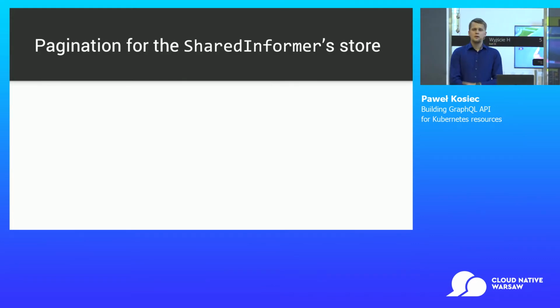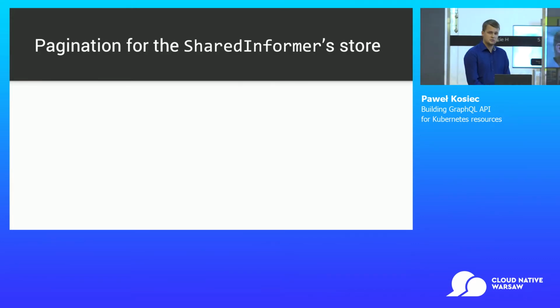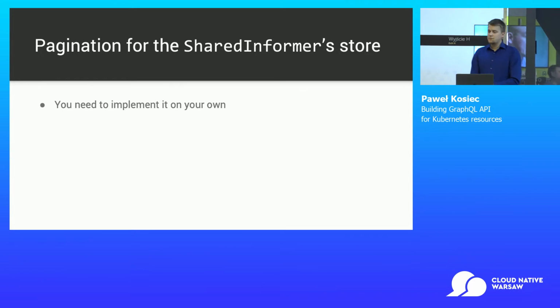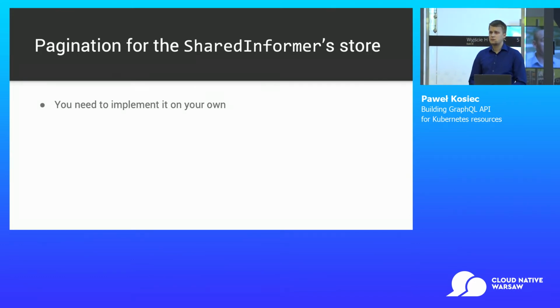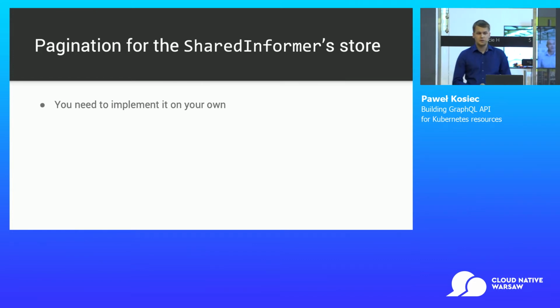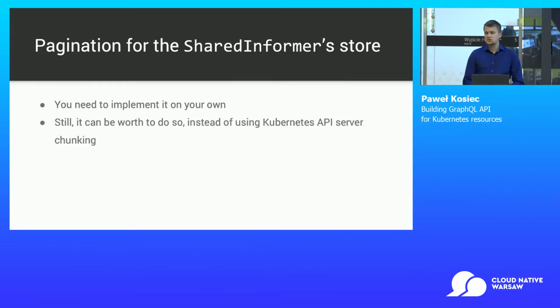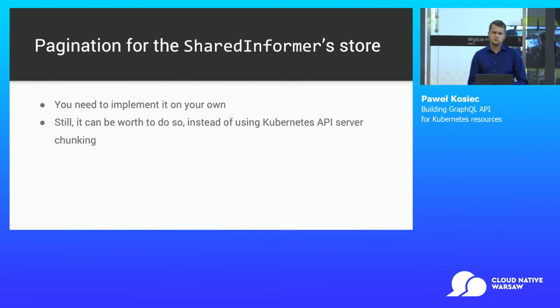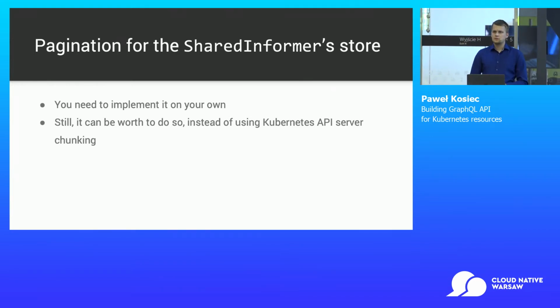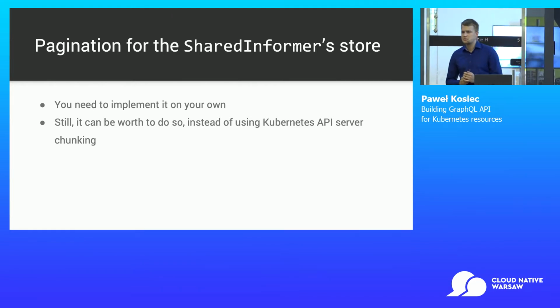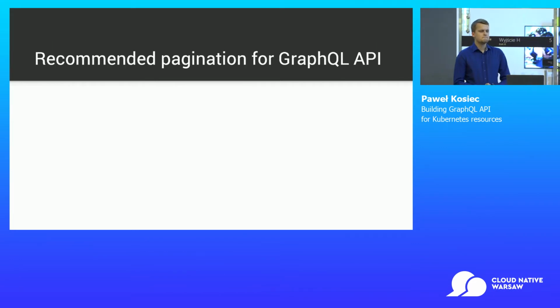What about pagination on the shared Informer store? Unfortunately, you need to implement it on your own. It's kind of obvious, but still I think it's worth doing, because we will not use the Kubernetes API server directly.